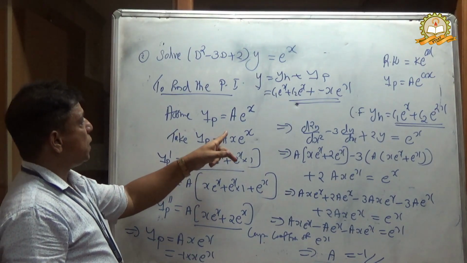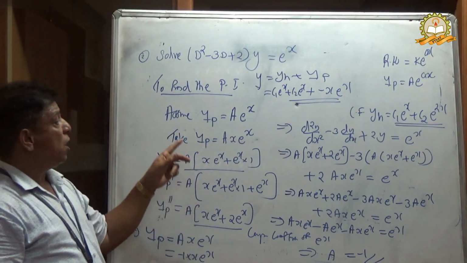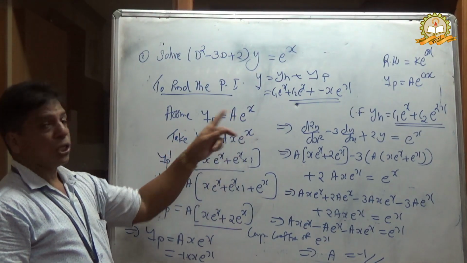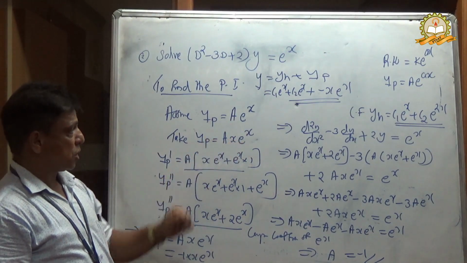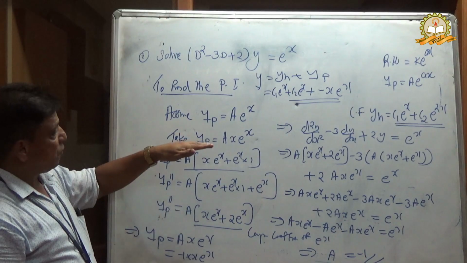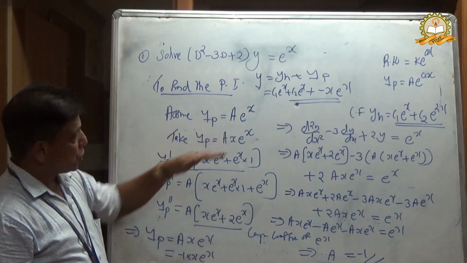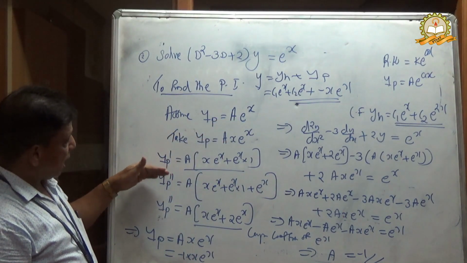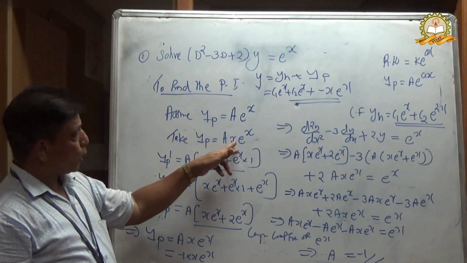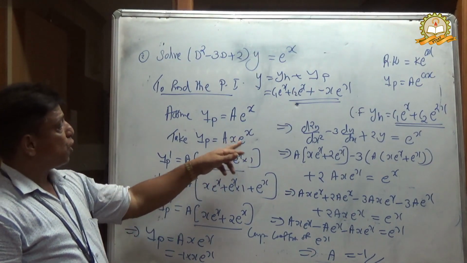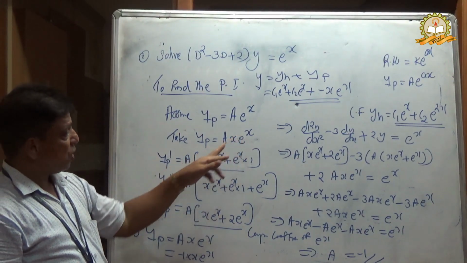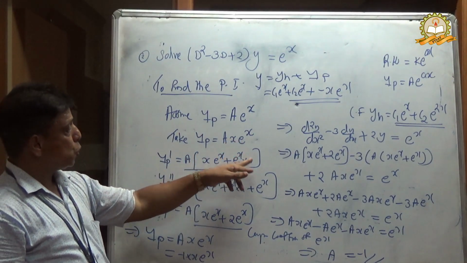Therefore, a into x into e raised to x. Here we assume yp as a into x into e raised to x. This is a very, very important step. Then after fixing yp as a into x into e raised to x, take the first derivative and second derivative. For the first derivative yp dash, apply the product rule for differentiation. The product rule says first function into differential of second, plus second function into differential of first: a into x into e raised to x plus e raised to x into 1.